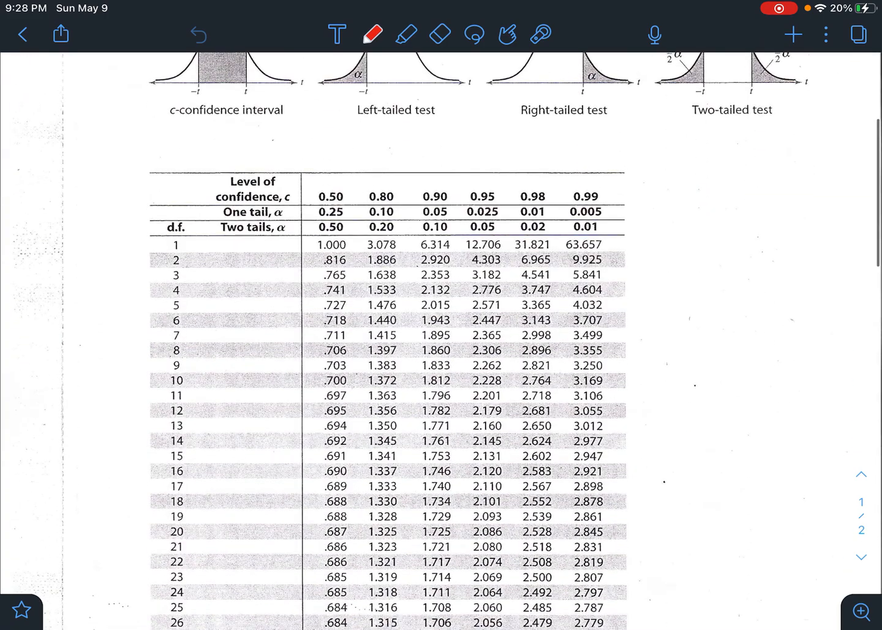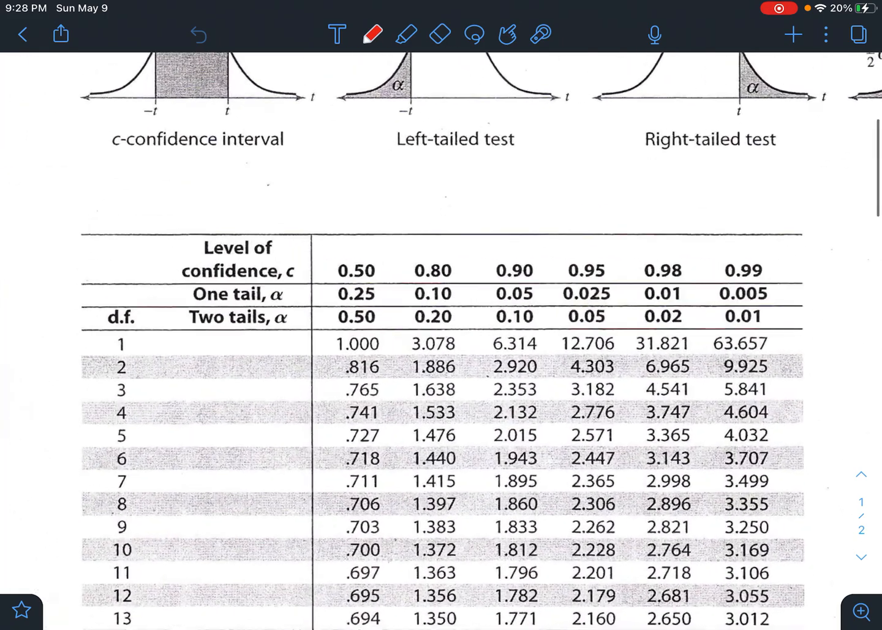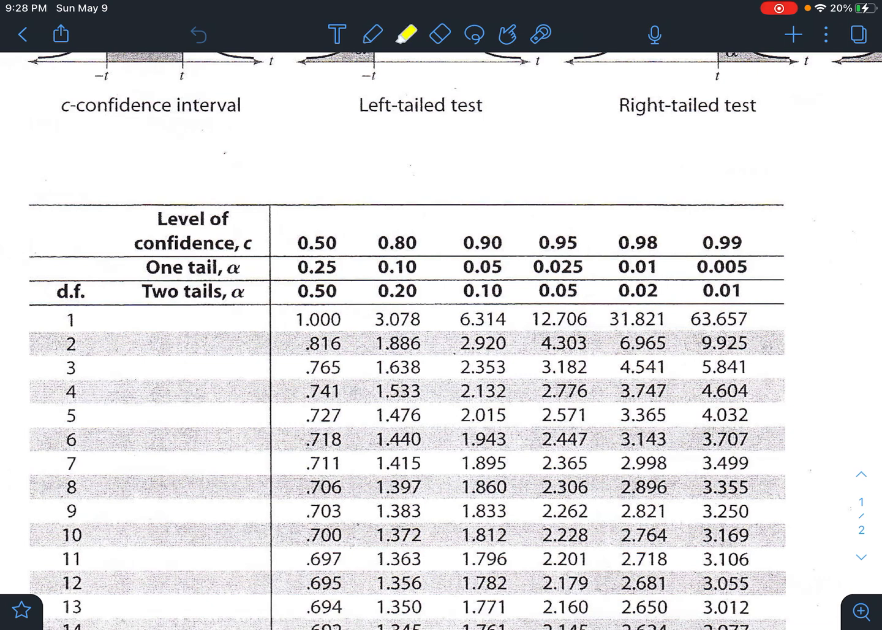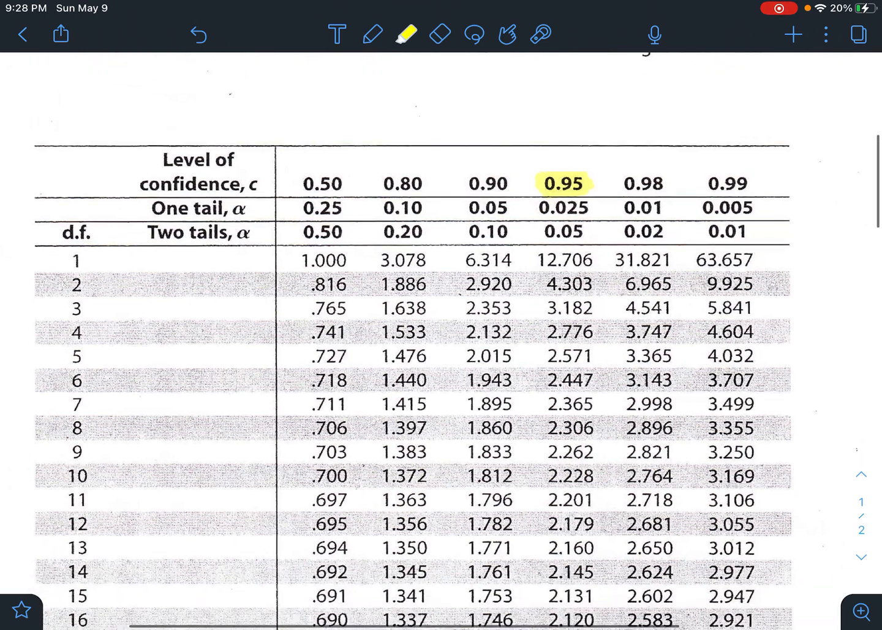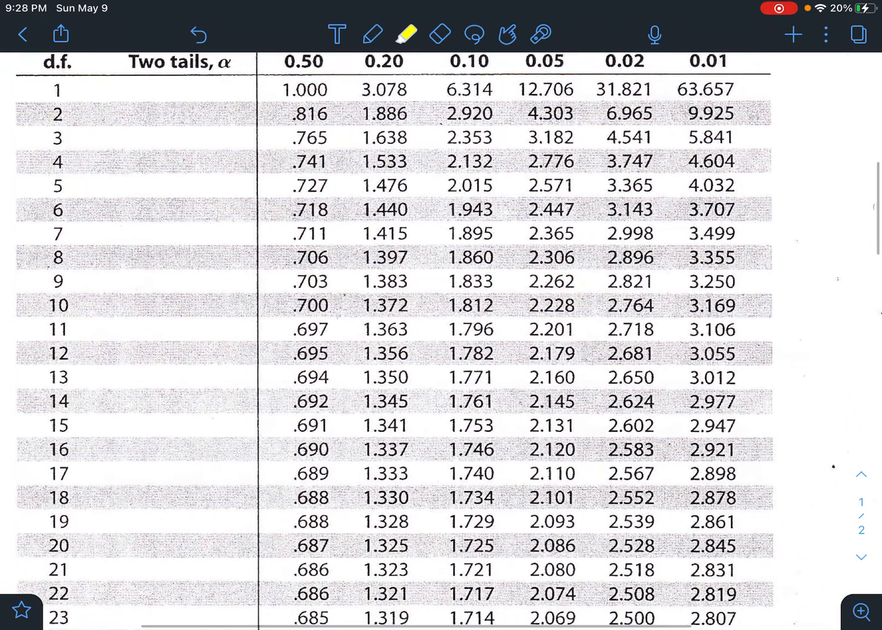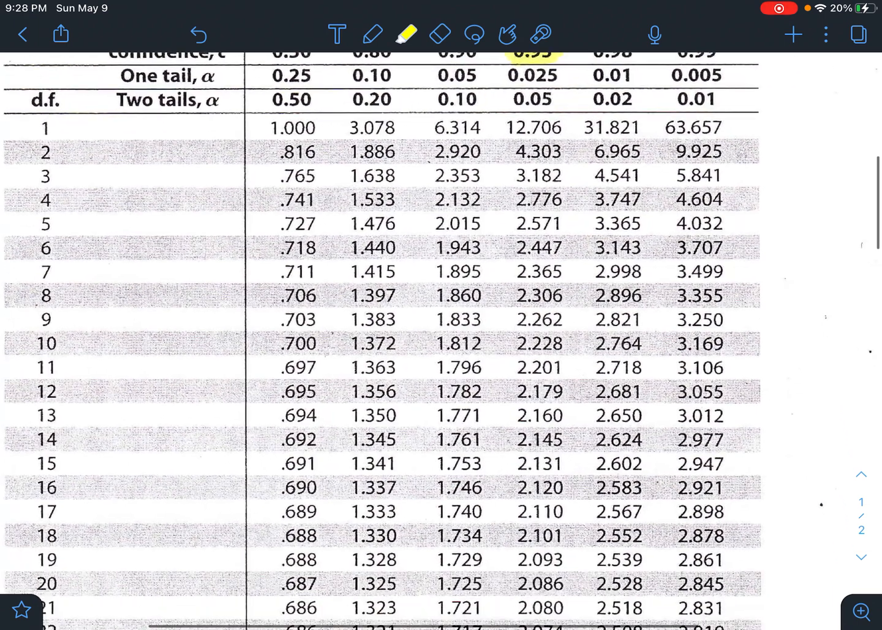All right, so t-chart, pretty simple to use. On the top here, we have our level of confidence. We were told that we are operating at a 95% confidence level, so I'm looking in this column here and I'll just continue looking down in this column. Then I have a degrees of freedom of, I believe it was 17. I'll change it if it wasn't, but assuming I'm right, so we have 17 right here.